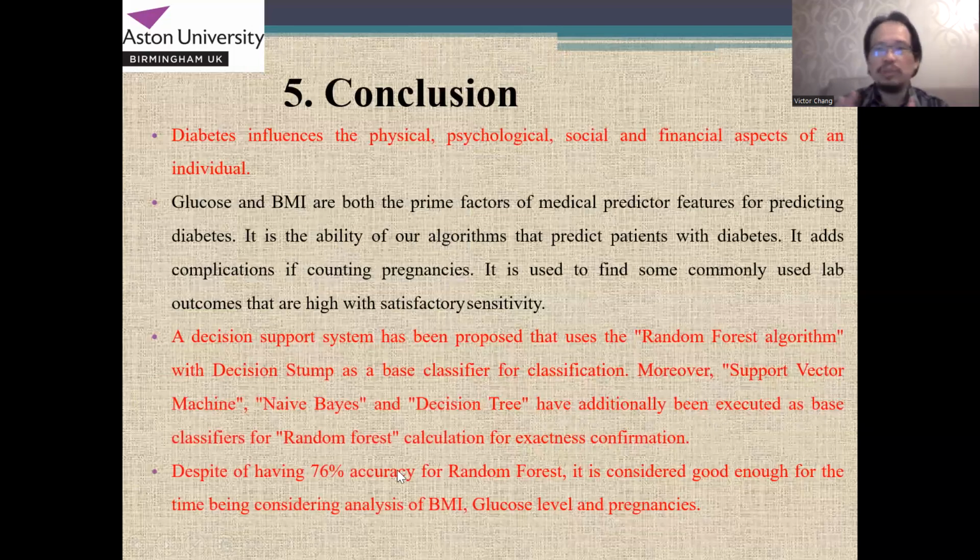Because we have done analysis of other types, the emphasis of this talk is not about what method, but about the meaningfulness of the result. You see that diabetes influences the physical, psychological, social, and financial aspects of the individual. Therefore, there's a need to research further. Then glucose and BMI are both the primary factors of the medical indicator features for predicting diabetes. It is the ability of our algorithms to predict patients with diabetes. It adds complication if counting pregnancies. It is used to find some commonly used lab outcomes that are high with satisfactory sensitivity.